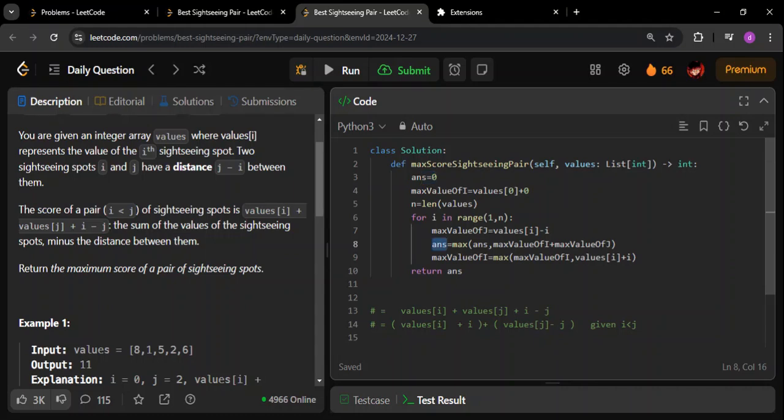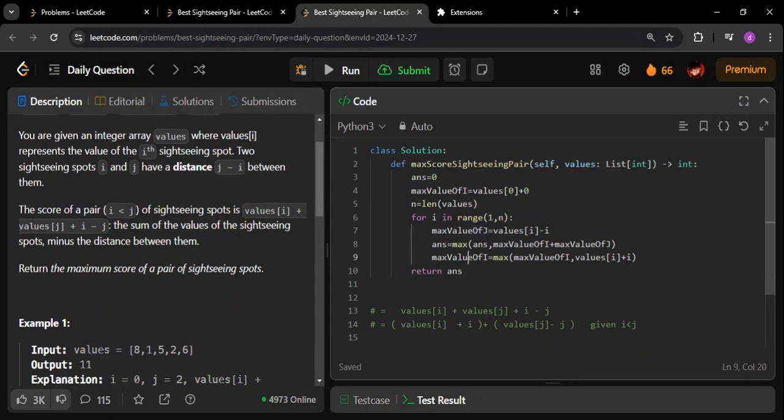That I will store in my answer. Now, once this index is done, that is, once I have evaluated this particular value, then this particular index I can also be considered for this value. Okay, simple as that. Now I'm going to calculate the max of this also. See, this is the max value of j.